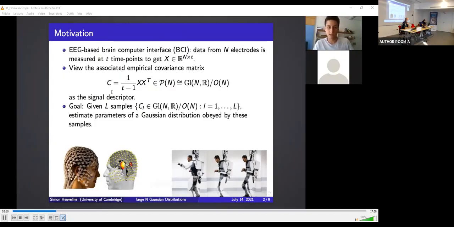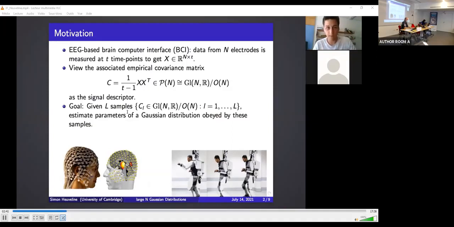In general, in a case where we are given L samples, so points on this manifold which might come from L sessions on the same subject, we would like to estimate some parameters of some distribution obeyed by these samples. And then it's natural to assume that the distribution is a Gaussian distribution, and this basically reduces to parameter estimation of x bar and sigma.